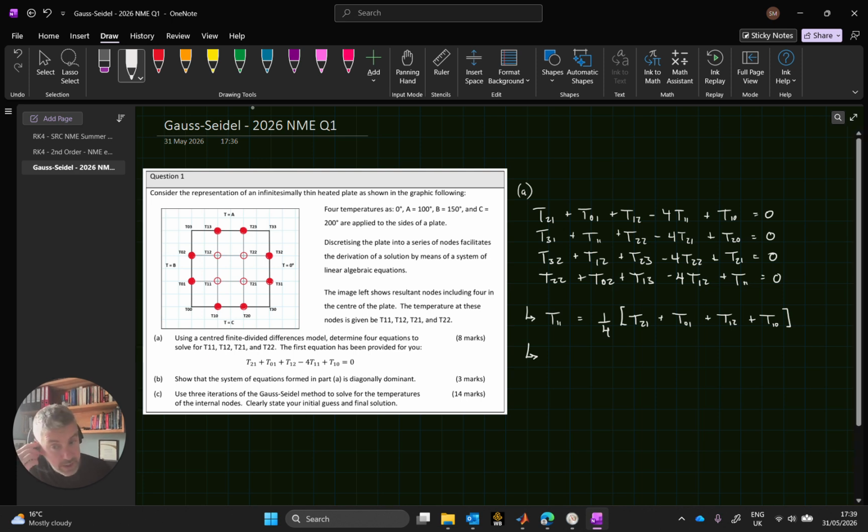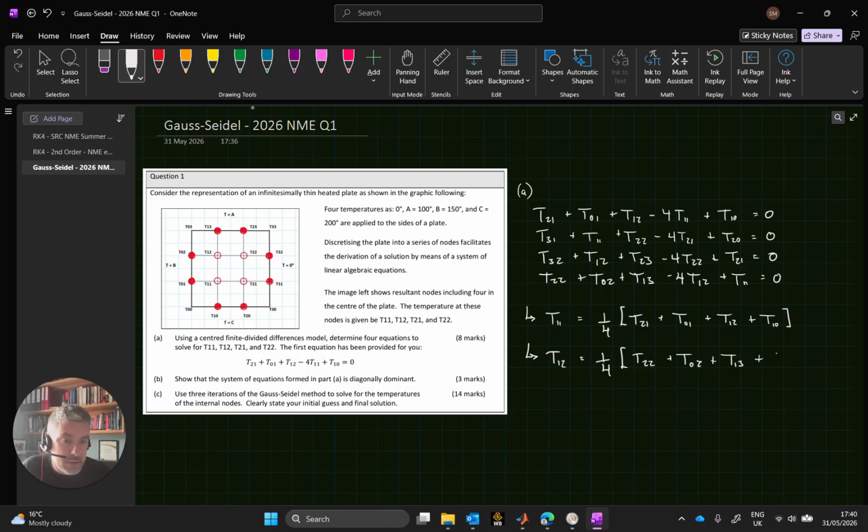T12 is what's asked for next in order. So let's just keep it in order because it might make it a little bit interesting when we look at part B. T12 being the next one is going to be this bottom one we'll solve for, which is going to be equal to 1/4 of T22 plus T02 plus T13 plus T11.